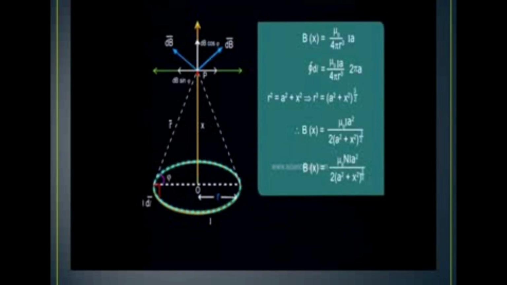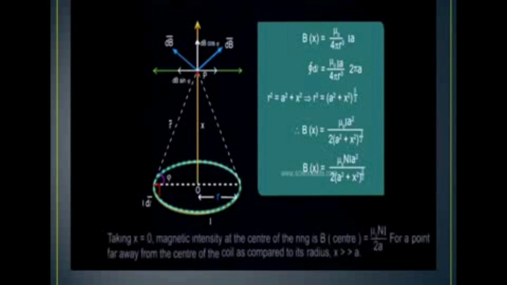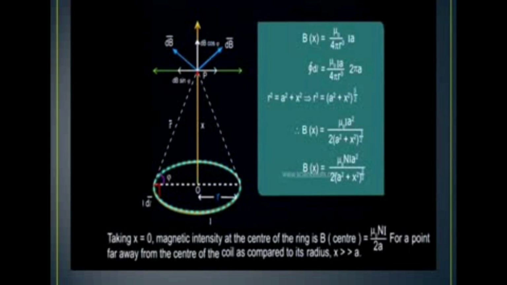So here, suppose n number of turns, it is for the only one pole. Suppose it contains n number of turns, you can write mu naught n I a square divided by 2 into a square plus x square whole to the power of 3 by 2. Where a is the radius, x is the distance from point O to P.